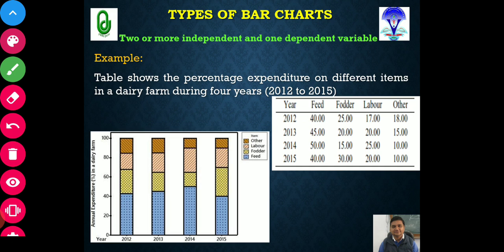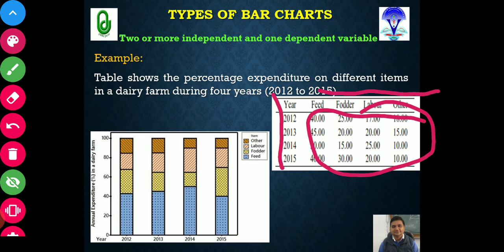So this is the example of percentage bar chart. So here in this example, you can see the table shows the percentage expenditure of different items in a dairy farm during 4 years. So year is one independent variable, and feed, fodder, labor and other cost, these cost categories are the second independent variable, and the actual cost is the dependent variable. So how we will represent it? Just you see here, the height of all bars are equal, and that is equal to 100.